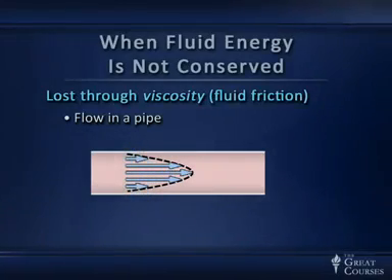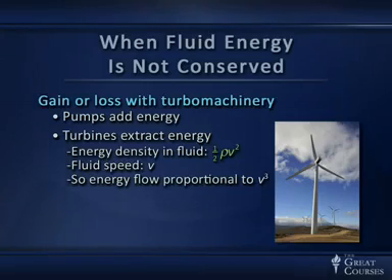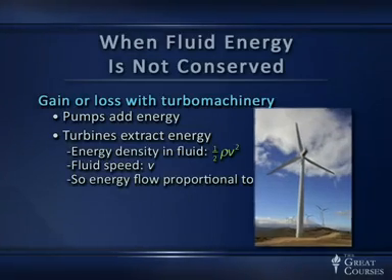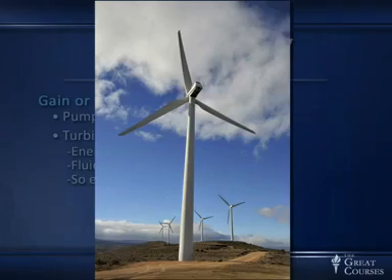Another example is if we put turbo machinery, that is pumps or turbines, into the flow. Pumps add energy to the flow, so they put another term in Bernoulli's equation. Turbines extract energy, and the kind of turbines we think most about these days are wind turbines. That's one of the fastest growing new forms of energy. There's a picture of a wind turbine.